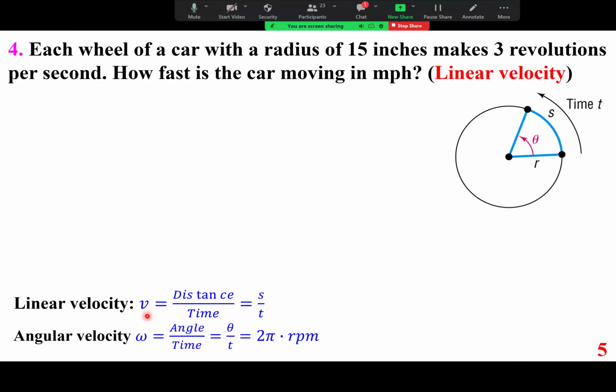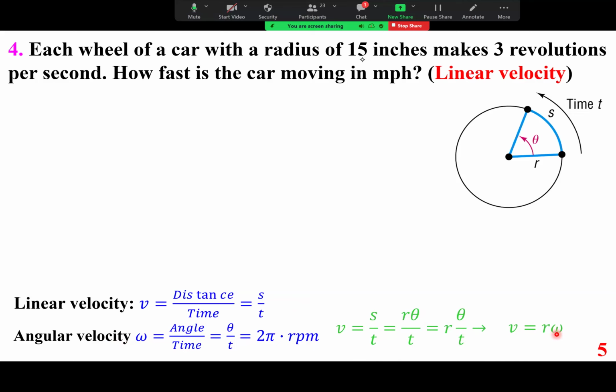Therefore, linear velocity, by definition, is distance over time, s over t. Angular velocity would be angle over time, theta over t, or 2 pi times rpm, revolutions per minute, or rps, revolutions per second, and so forth. Since v is s over t, we can replace the s with r theta and separate them in this manner. We find a relationship between the two types of velocity, the linear velocity and angular velocity: v equals r omega.